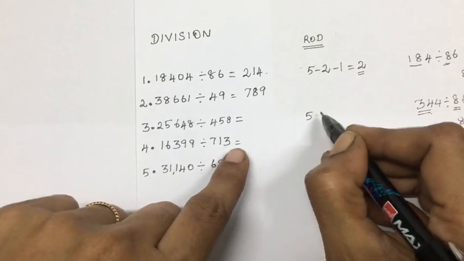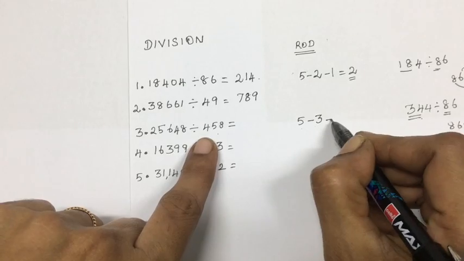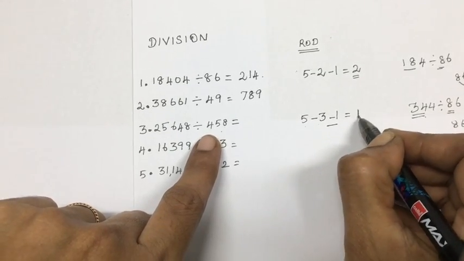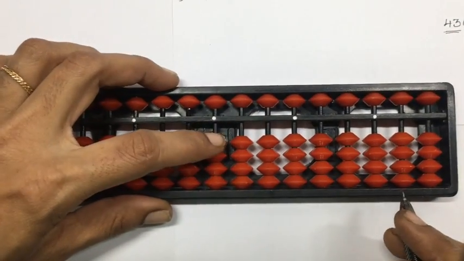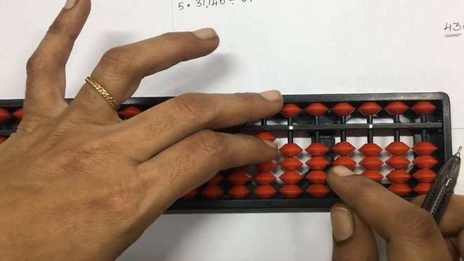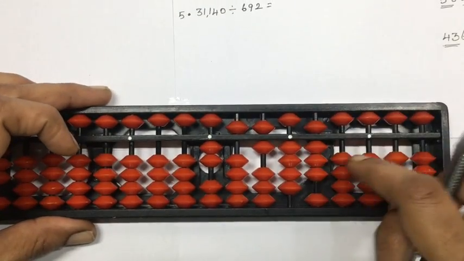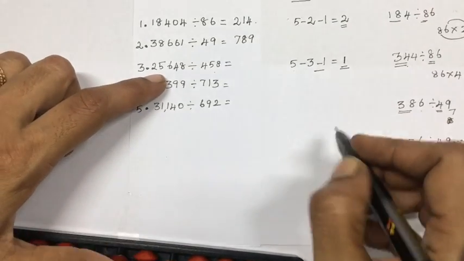5 digits minus number of digits in the divisor, which is 3, minus 3, minus 1 is the common rule. So we have to set the dividend in the first rod. This is the first rod. So I am setting the dividend here: 25,648.